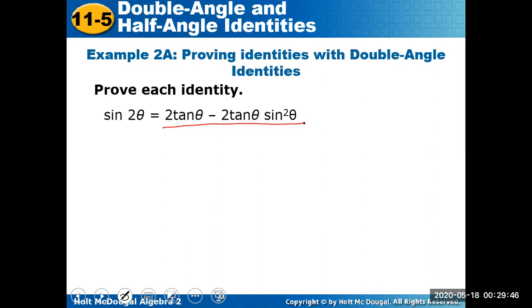So 2 tan theta, you can take out this 2 tan theta common outside from both, and you can write 1 minus sine square theta.